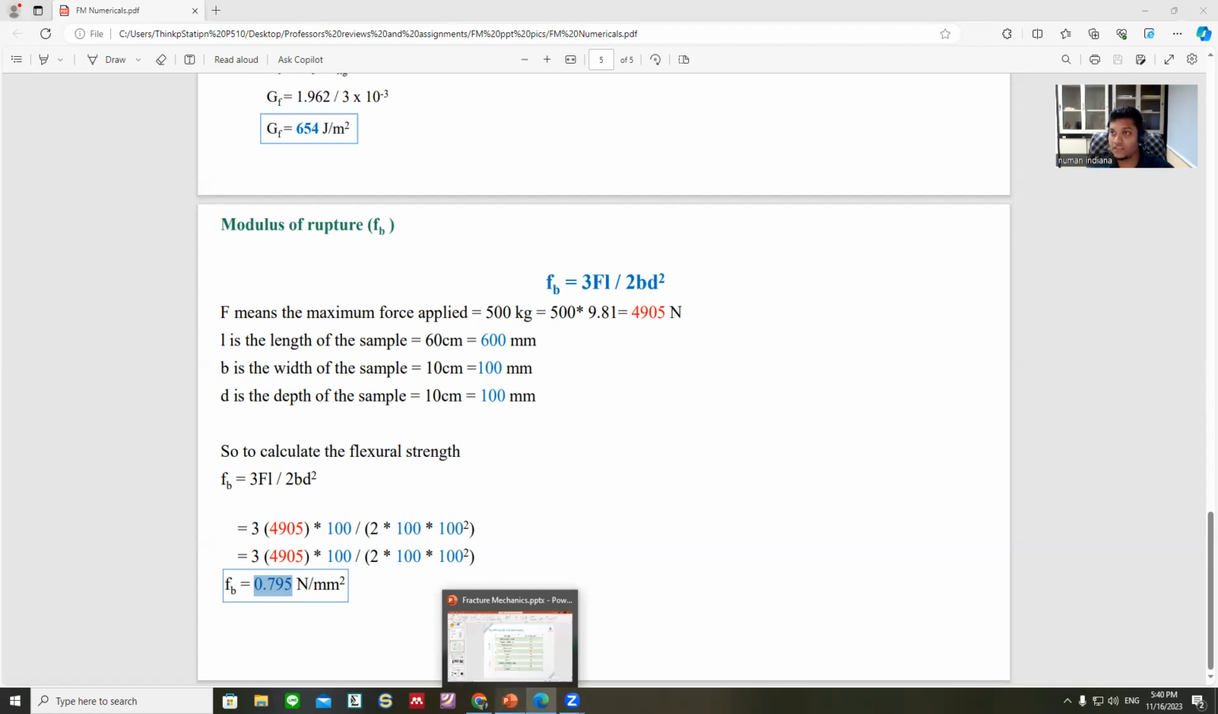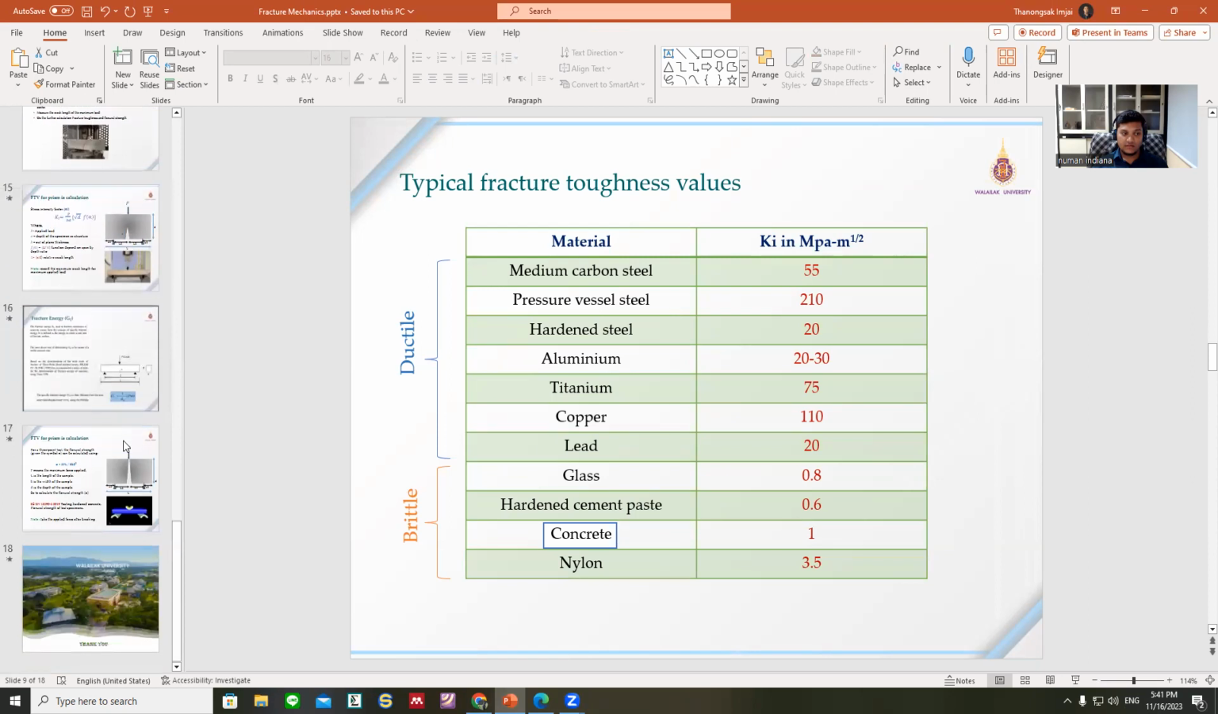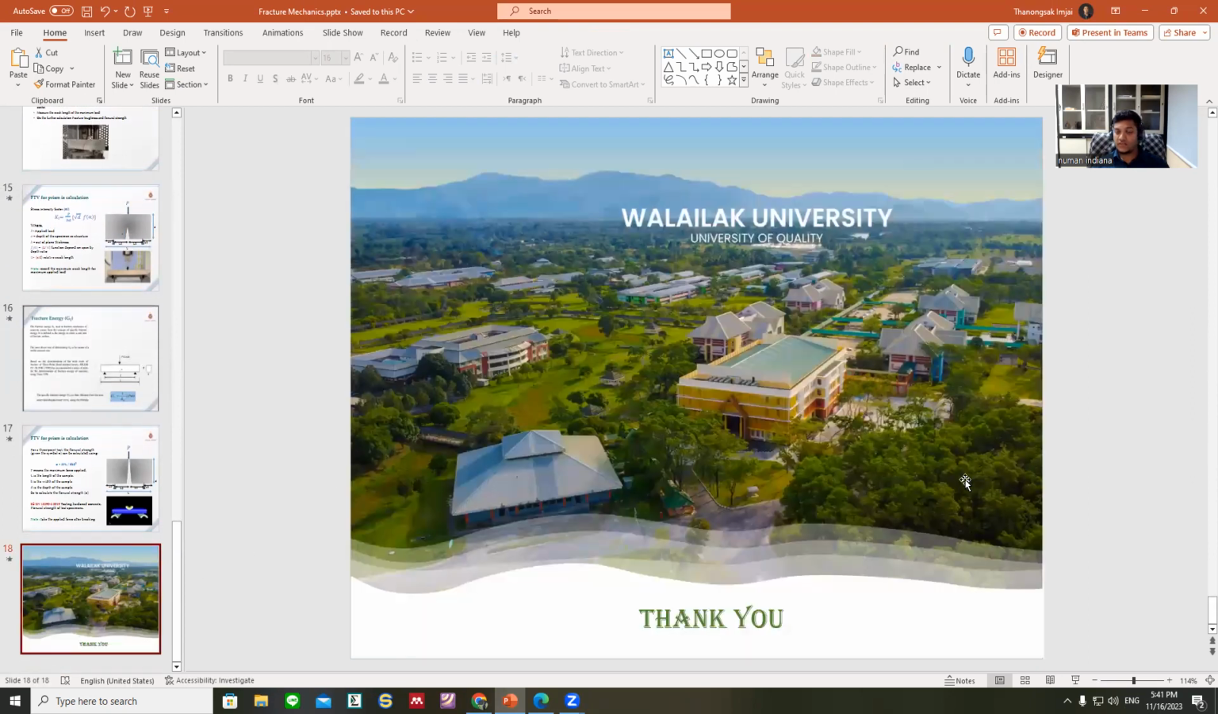So this is all about the basic terminology of the fracture mechanics. So thank you so much.